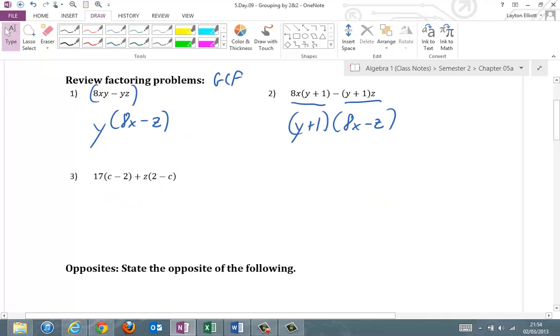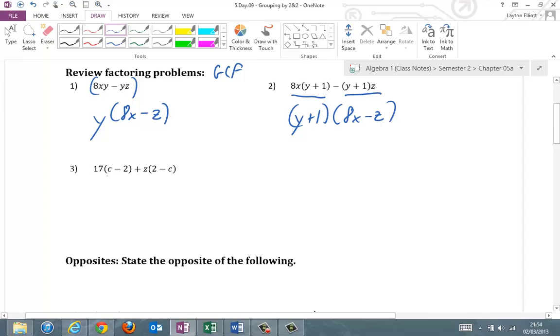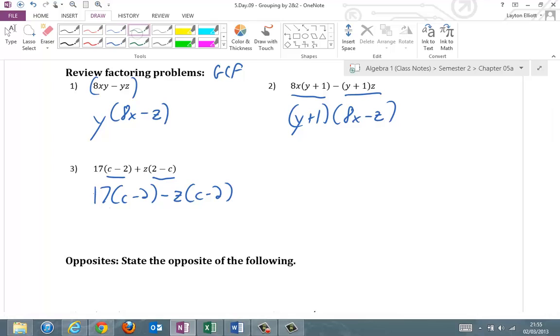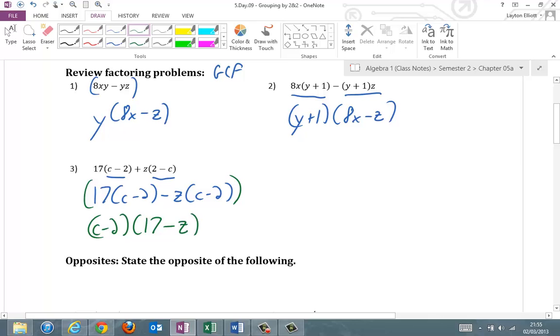And number 3, they're almost the same. This is a c minus 2, and this is a 2 minus c. So I'm actually going to change this just a little bit. I'm going to make this the same, but I'm going to pull out a negative in front of the z so that the 2 minus c can become a c minus 2. That makes it its opposite, and that makes the two of them match. Then I'm going to put parentheses around the whole thing and pull out a c minus 2, leaving behind a 17 minus z. So that's a little bit of a review.